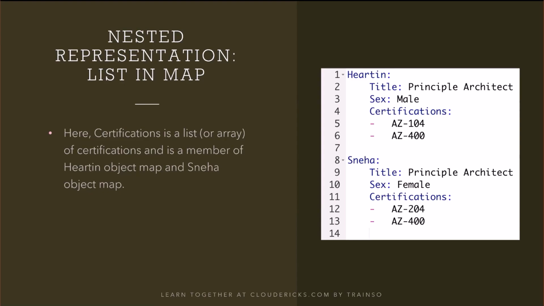So you can mix and match lists and maps, but make sure the indentation is correct. For example, if you consider the first 3-4 lines, if you push sex male by a space or tab, then the YAML parser will think that sex male is a child of title principal architect. And as you know, you cannot have a child for a regular key value pair. Children are only possible for either a map or a list.